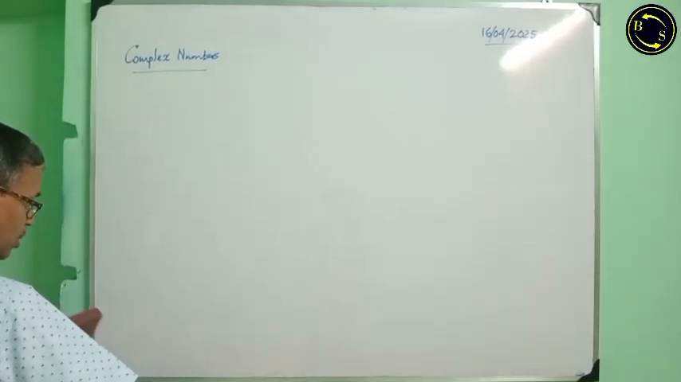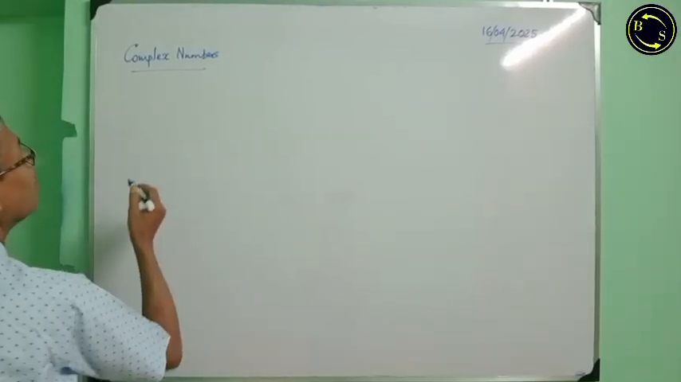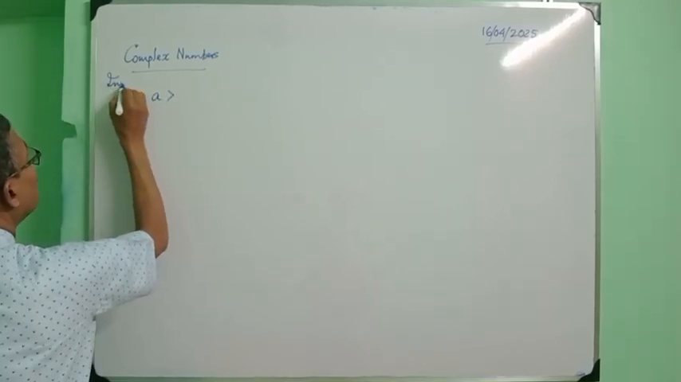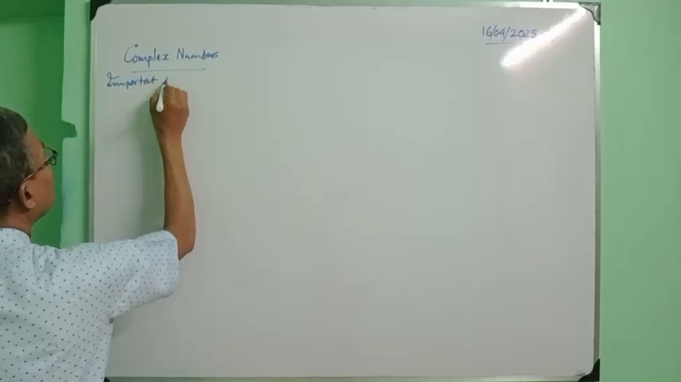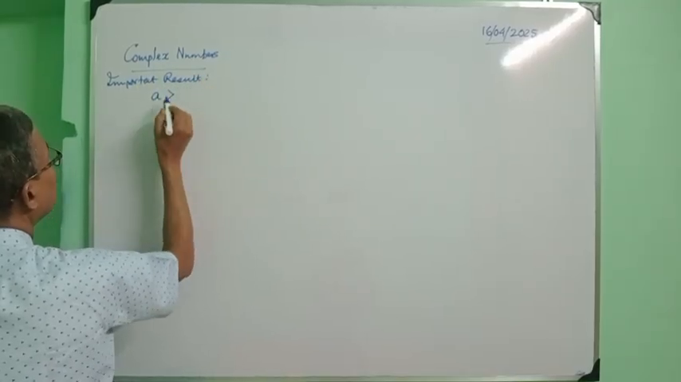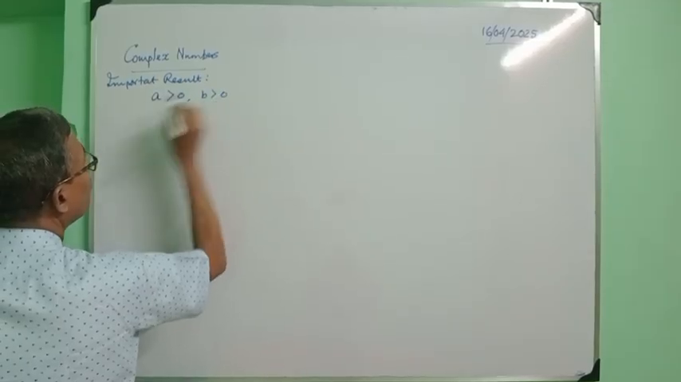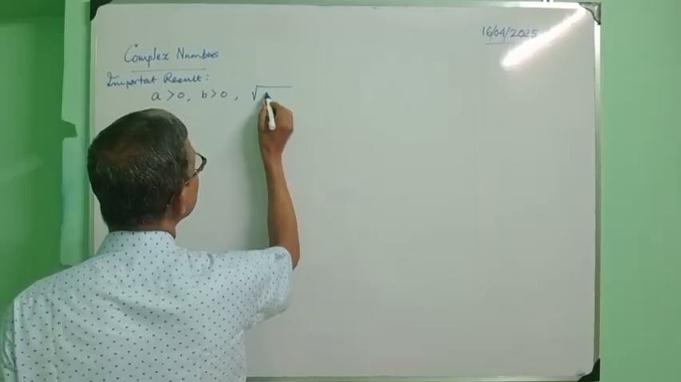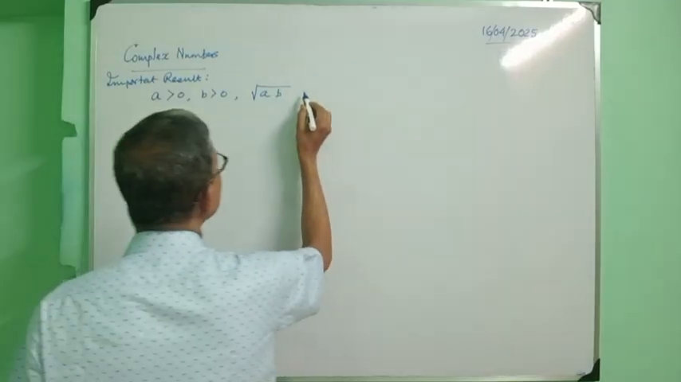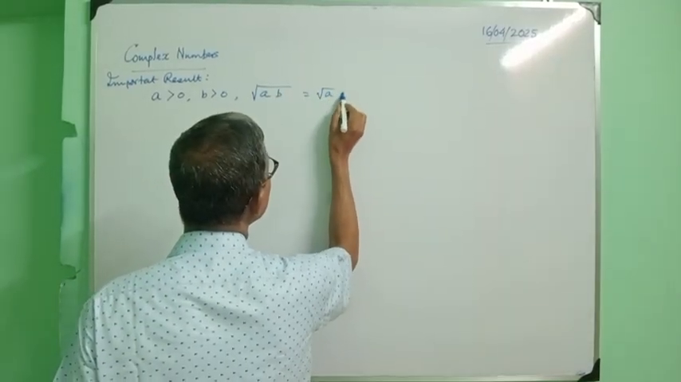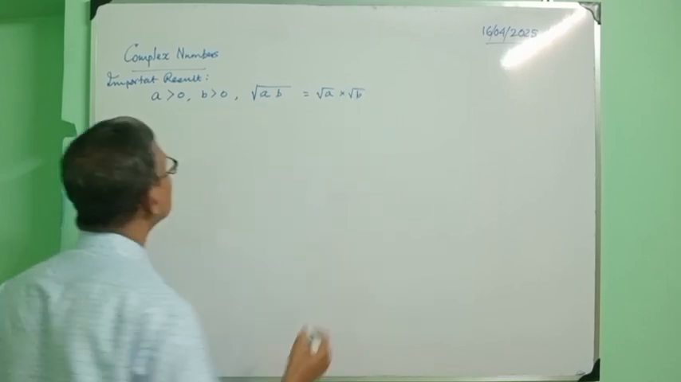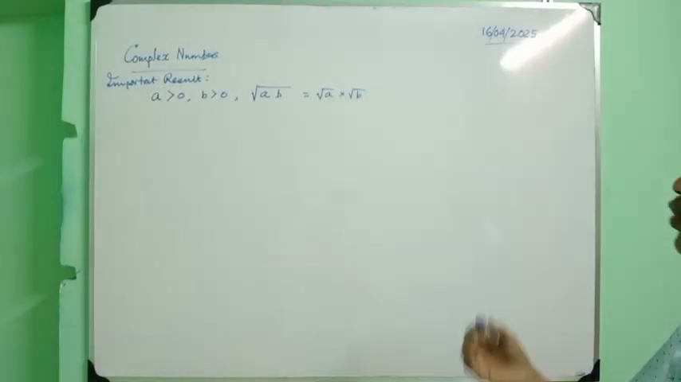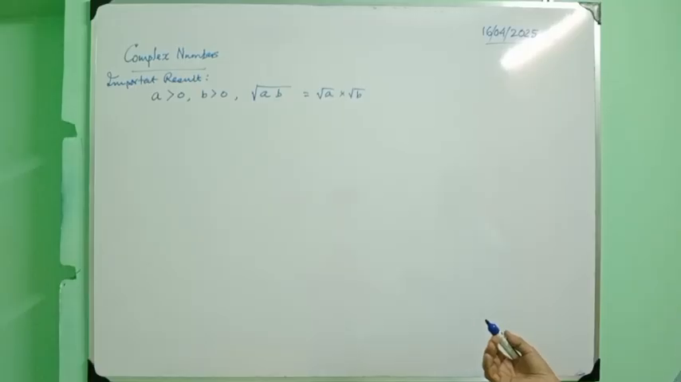Must be noted, in case of positive numbers, if a, b both positive, then root over ab is equal to root a into root b. No problem.